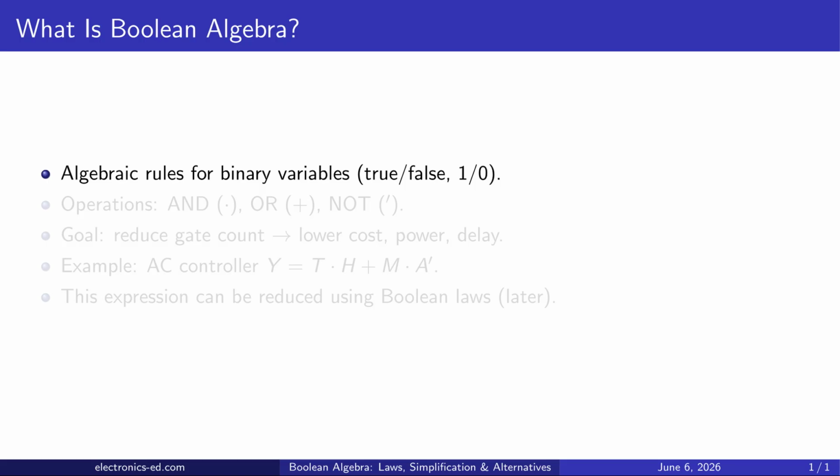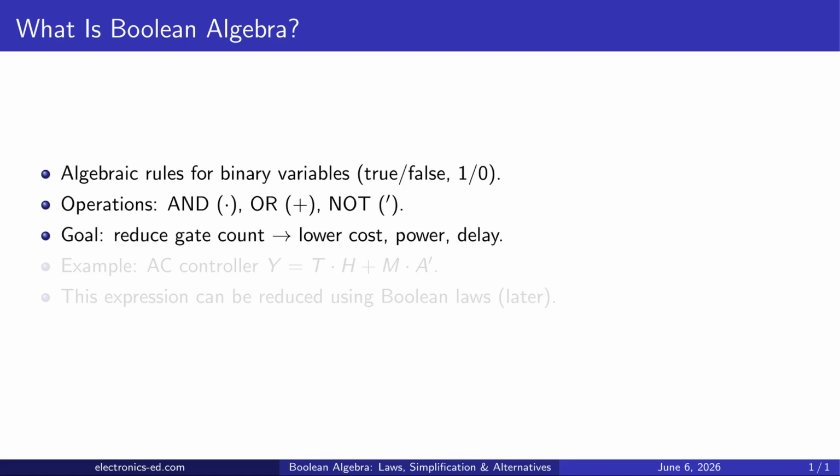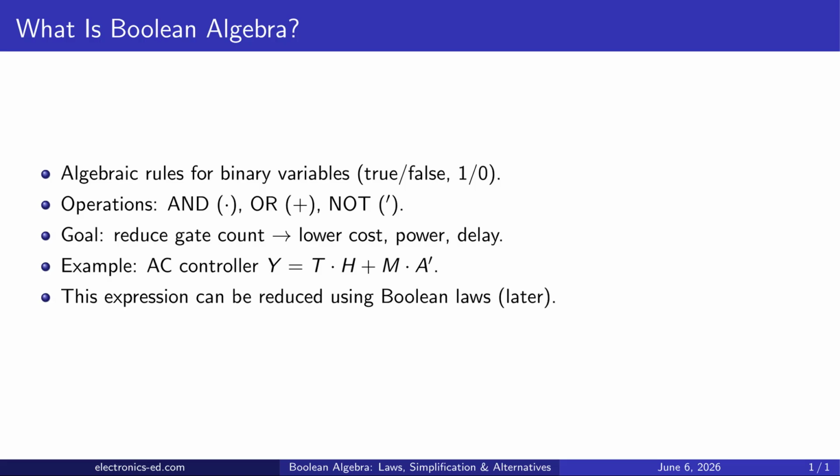Boolean algebra gives us algebraic rules for binary variables, which can represent true or false, or 1 and 0. The basic operations are AND written as a dot, OR written as a plus, and NOT written as a prime symbol. Our main goal is to reduce the gate count, which leads to lower cost, less power, and shorter delays. For example, consider an air conditioner controller with the expression Y equals T and H, or M and not A. We can reduce this expression using Boolean laws, as we'll see later.